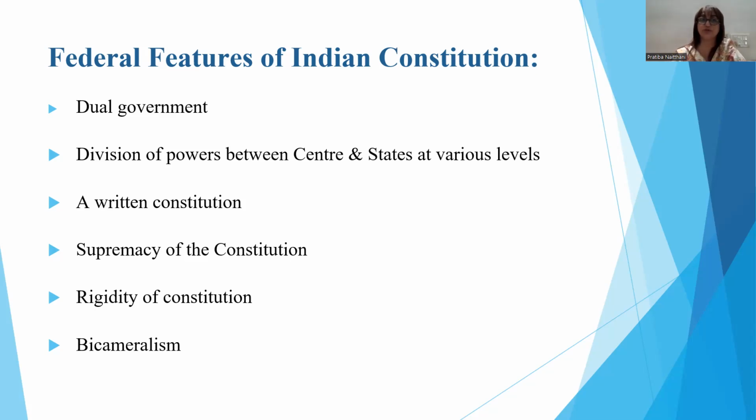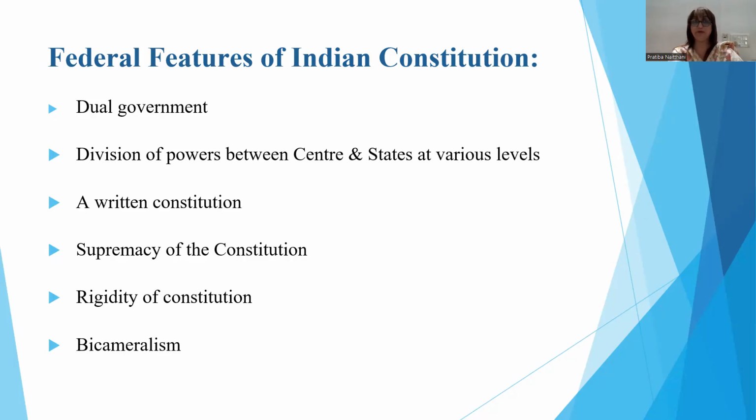The next important feature is division of power between the center and the states at different levels. The powers are very clearly defined and divided between the center and the state. In fact, that has been one of the reasons why the Constitution has become a big bulky book. We knew that we are creating a federation, and if you do not clearly divide the powers between the center and the state, then there will be constant conflicts between the two. So we have divided powers between center and state at various levels, not only at the lawmaking level.